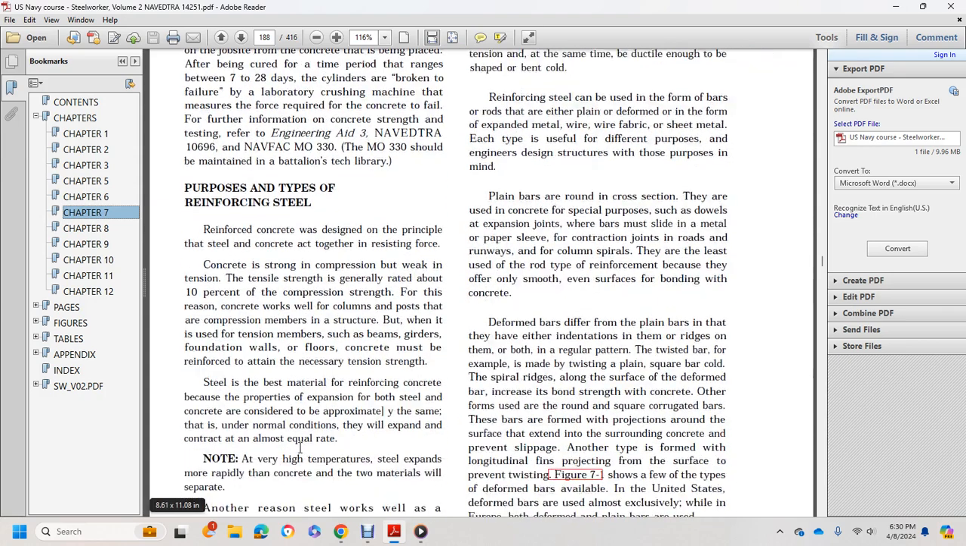Purpose and type of reinforcing steel. Reinforced concrete is designed on the principle that steel and concrete act together in resisting force. Concrete is strong in compression but weak in tension. Tensile strength is generally rated at about 10% of the compressive strength. For that reason, concrete works well in posts and other compression members in a structure, but when used in tension members such as beams and girders, foundation walls, and floors, concrete must be reinforced to attain the necessary tensile strength. Steel is the best material for reinforcing concrete because of its property of expansion. Steel within concrete expands approximately the same as concrete under normal conditions.